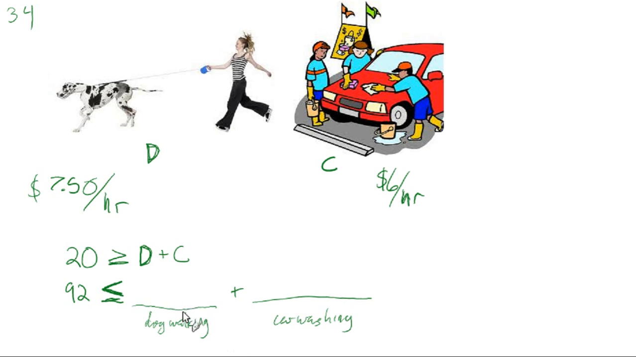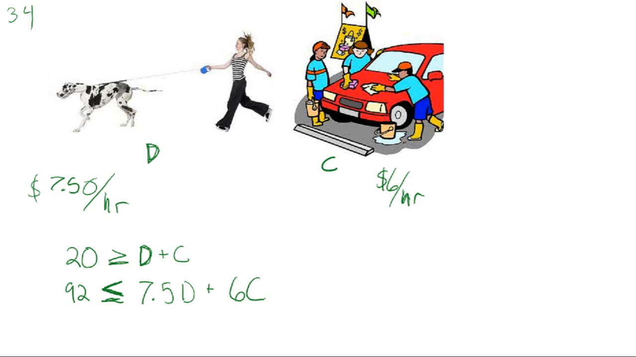How do you decide how much you make at dog walking? If you've ever had a job, I think you know pretty quickly how to take the rate at which you're paid and find out how much you get paid overall. You take $7.50 an hour times however many hours you worked. You take $6 an hour times however many hours you worked. So 7.5D plus 6C. Okay. And we could clean this up a little bit. Just like that.